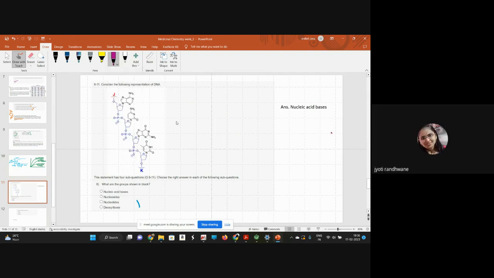These are nucleic acid bases. Consider the following representation of DNA. As we discussed earlier, this is the base, right? So can you tell me the numbering of the sugar moiety?